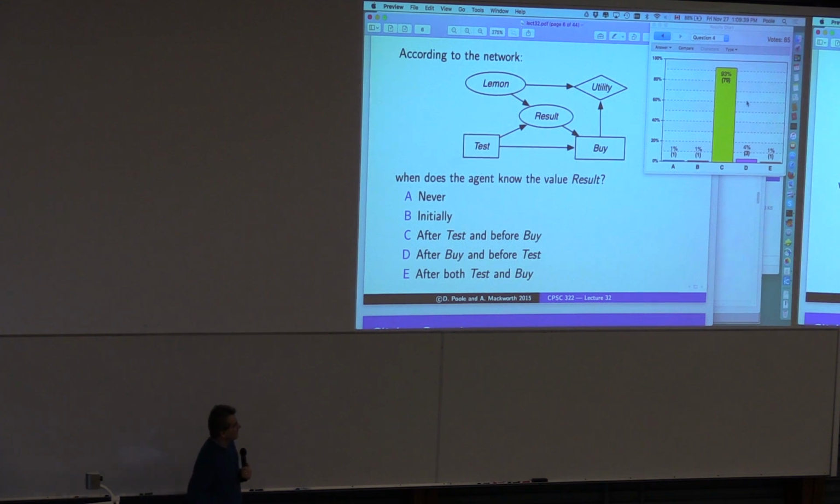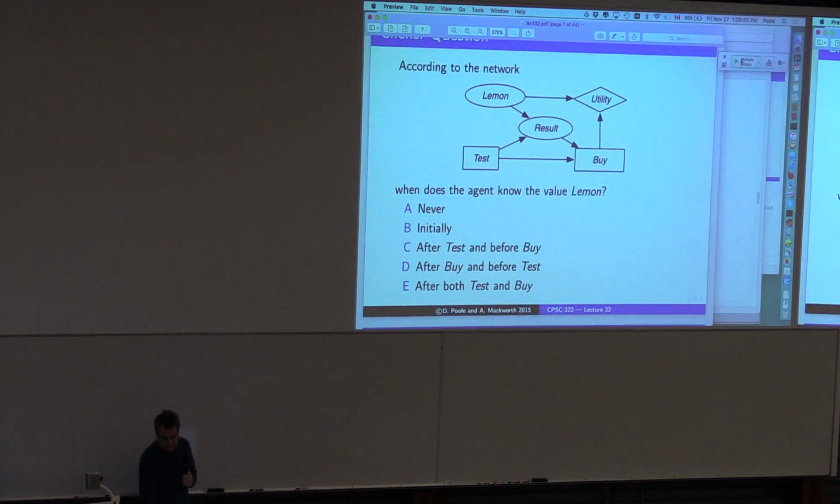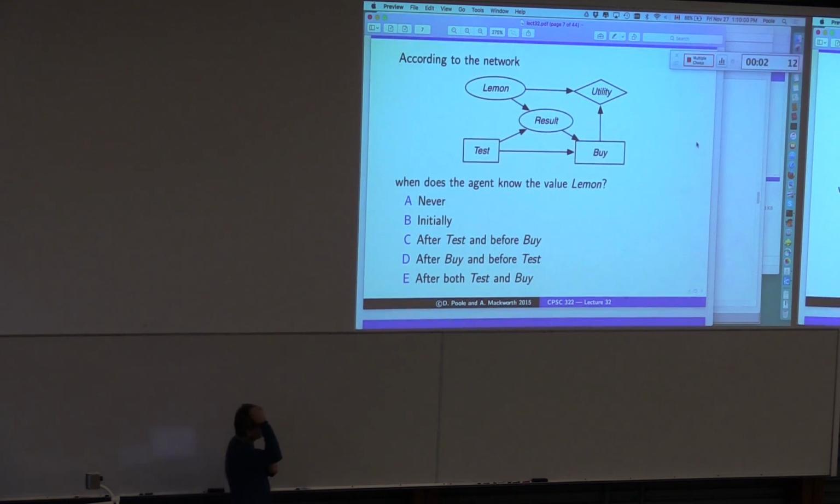Right, so it learns the result after test and before buy. That's what this means. Any other questions about this? So that's what these arcs mean. Last question. Same question as before, except when does the agent know the value of lemon, according to this network?